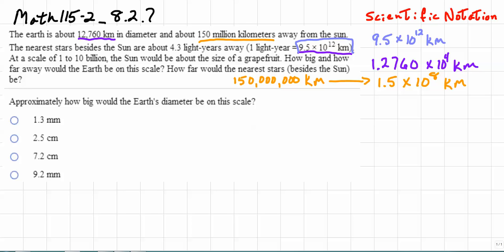And the last thing that we're going to look at before we start to do the problem is a scale of 1 to 10 billion. Well, 10 billion looks like this, and if we put that in scientific notation, we will have 1 times 10 to the 10th.